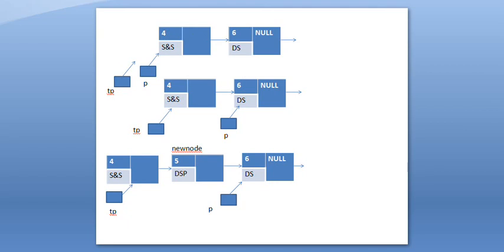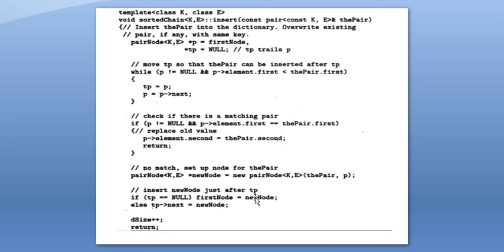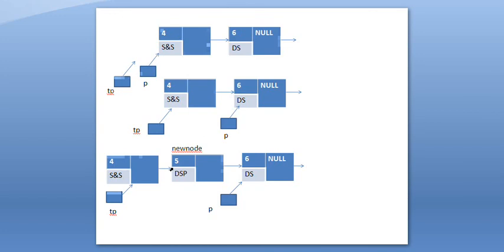So in that case, this condition will be used. If you are having only one node, then this will be executed. Right now you already have two nodes and you are adding one more node, so this condition is false now. If you are having two nodes, then else TP next is equal to new node. So TP next will be pointing to new node. New node is here, and make TP next point to new node.